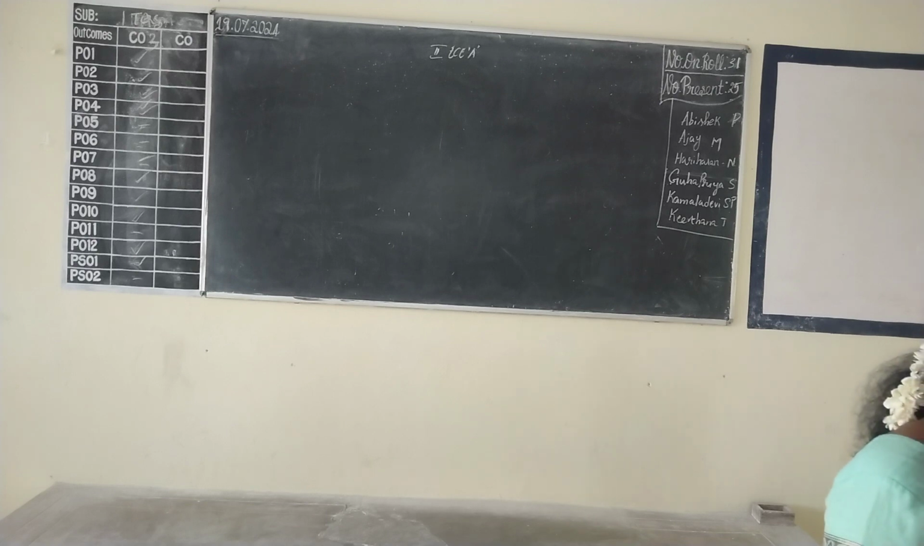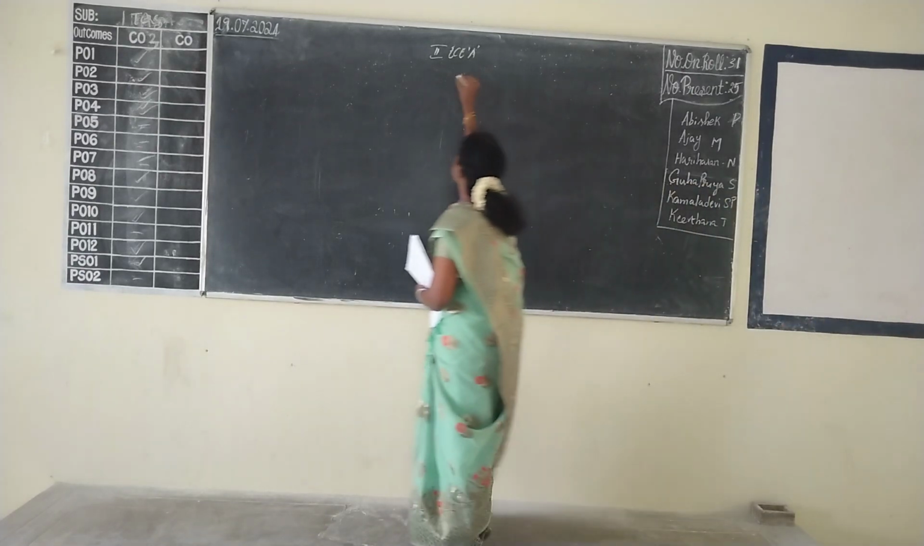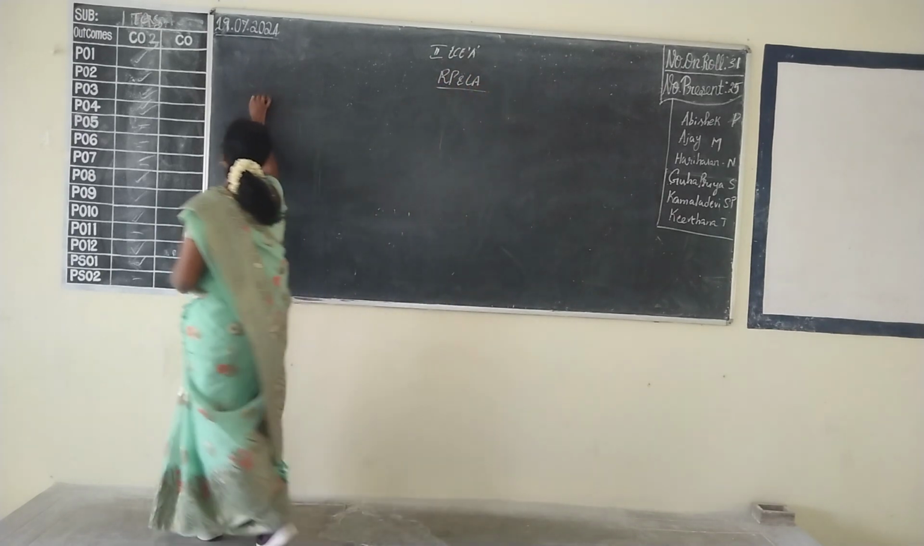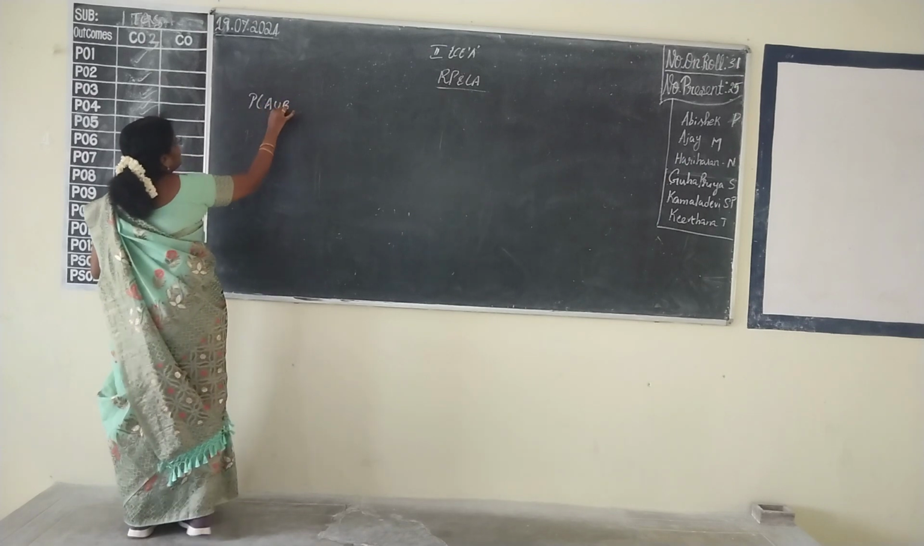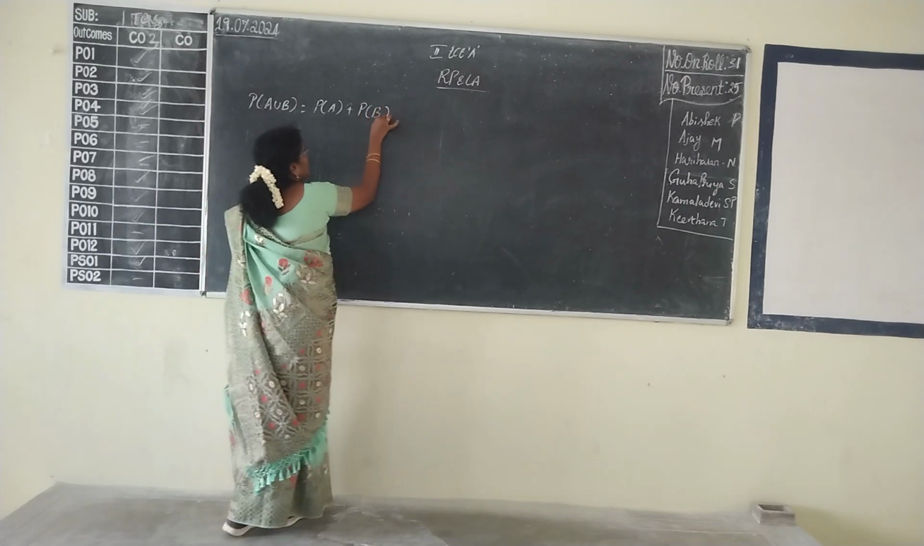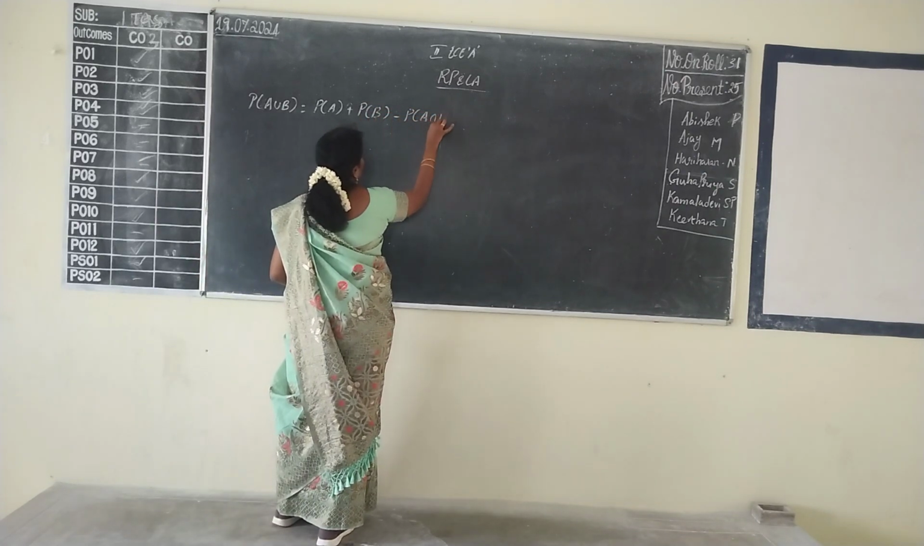What are you supposed to find? The card we are going to take should be either a king or a spade. Either-or, what is the mathematical notation? Union. So you are going to find the probability of A union B. All the steps we completed in the last class. So P of A union B equals P of A plus P of B minus P of A intersection B.